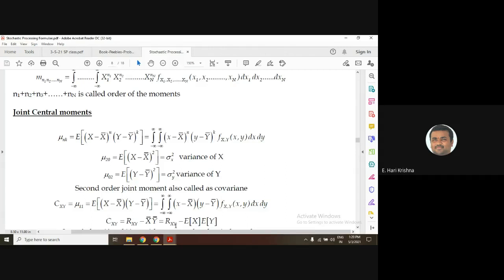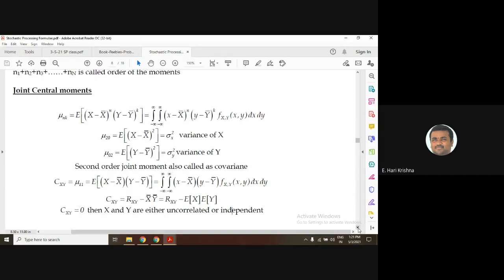Suppose x and y are statistically independent. If x and y are statistically independent, Rxy is equal to expectation of x into y, which is equal to E of x into E of y, because x and y are statistically independent. I can write that expectation of xy is equal to expectation of x into expectation of y. So because these two are similar, Cxy is equal to 0.